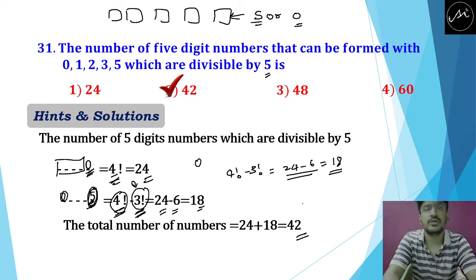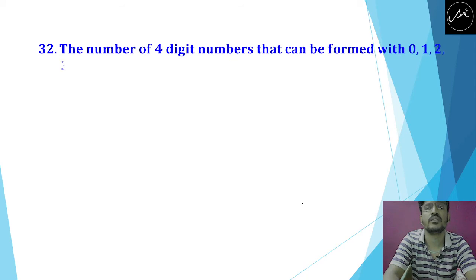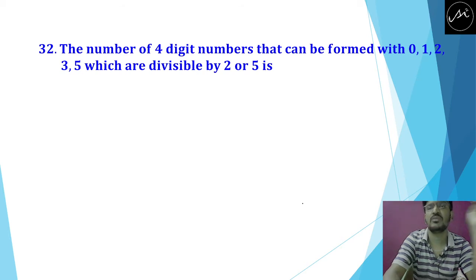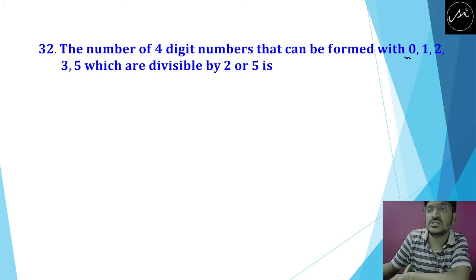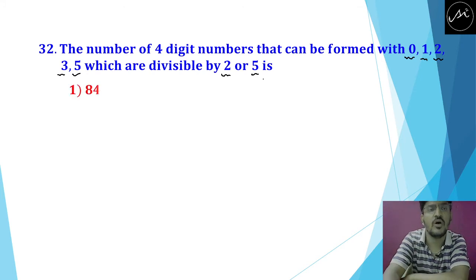Okay. Now let us move to problem number 32. That is the number of 4-digit numbers that can be formed with 0, 1, 2, 3, 5, which are divisible by 2 or 5.